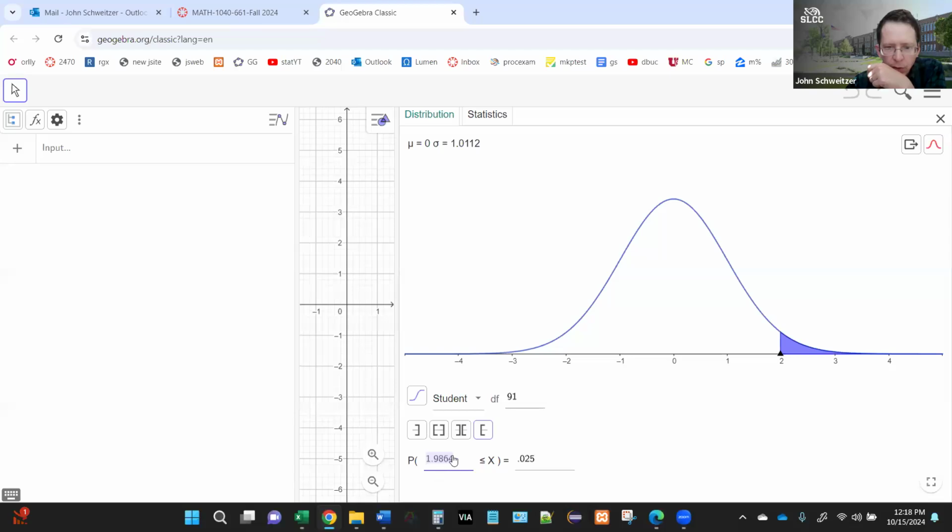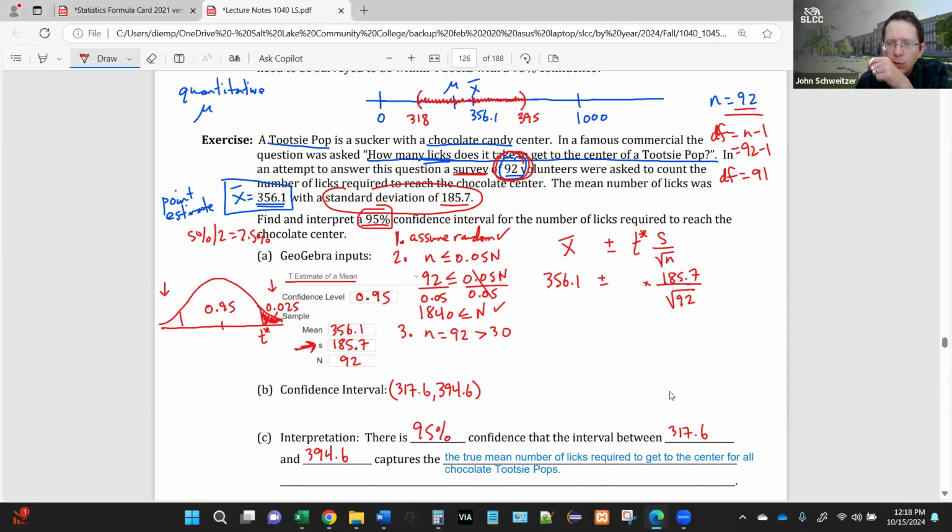Okay, so that tells us our critical t-score, 1.9864. So there we go. It's calculator work at this point. Okay, we just have to pull out the calculator if you're doing this by hand and do some arithmetic. So let's do that.